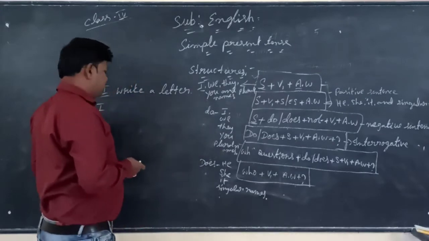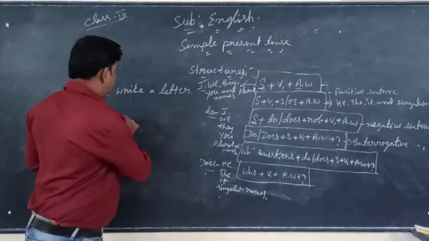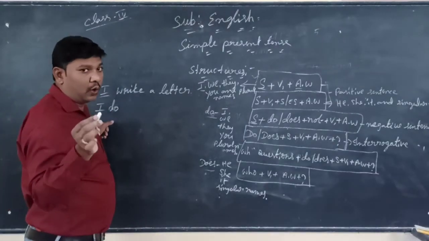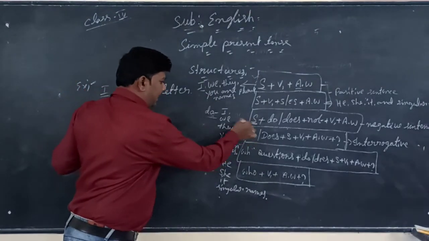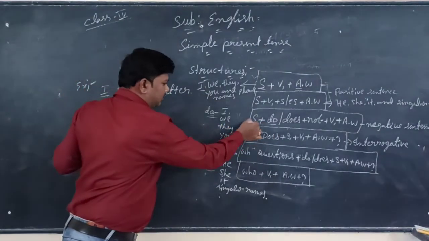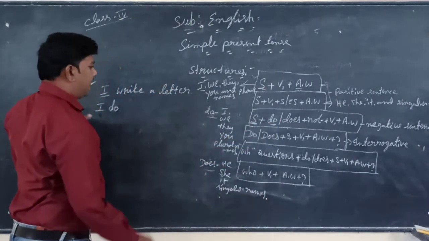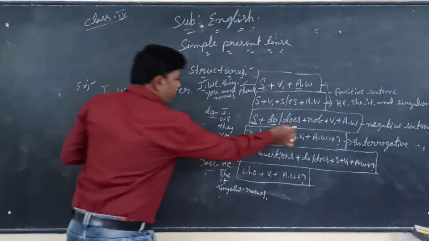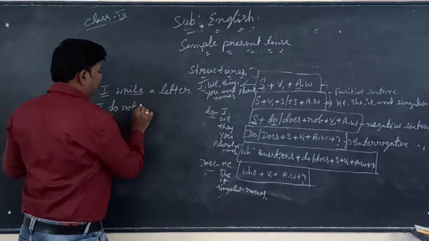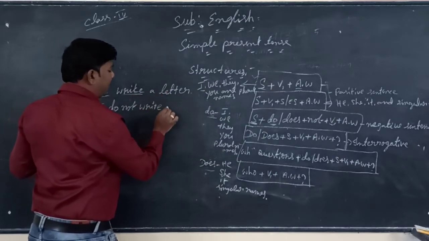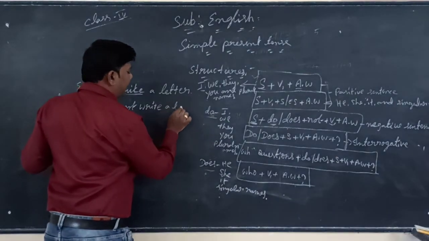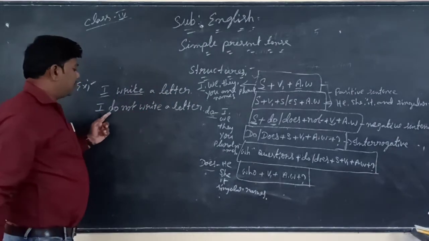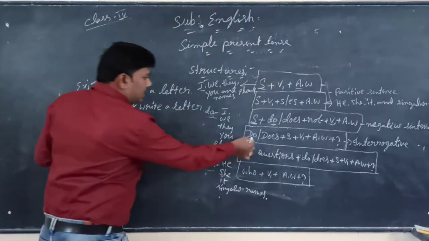So here the subject is I, and what comes, do or does? I do. So we should take do to make a negative sentence. Subject I, and for I the helping verb is do, and what is next? Not: I do not, and V1. V1 here is write. I don't write, and the remaining additional word is a letter. So the positive sentence is I write a letter, and the negative sentence is I don't write a letter.